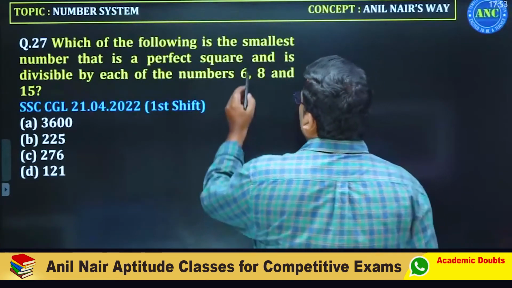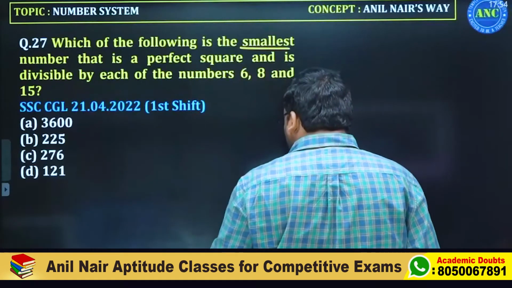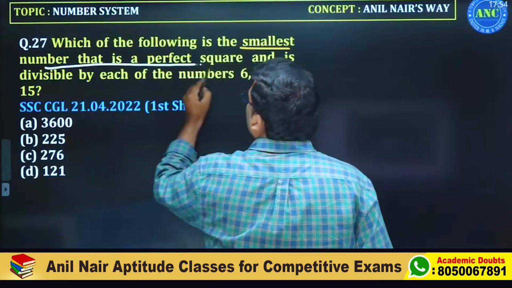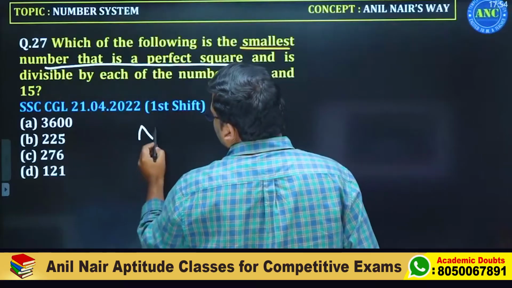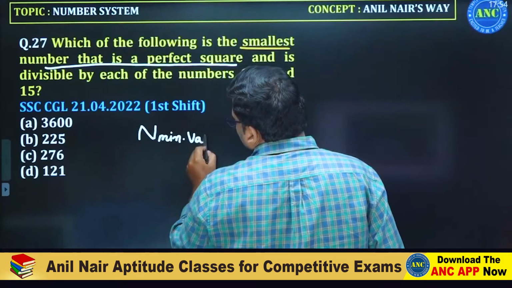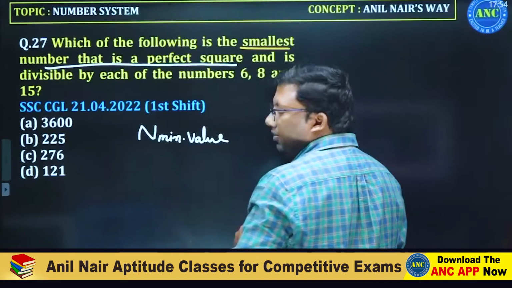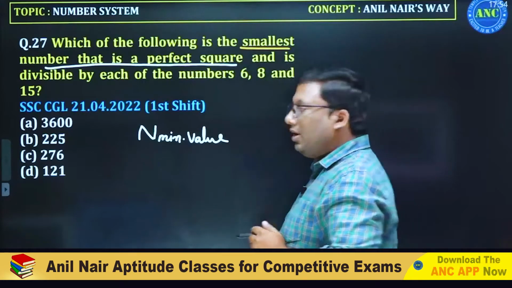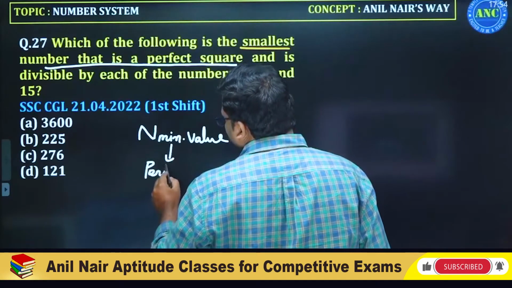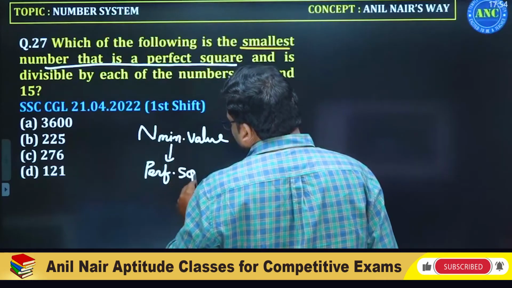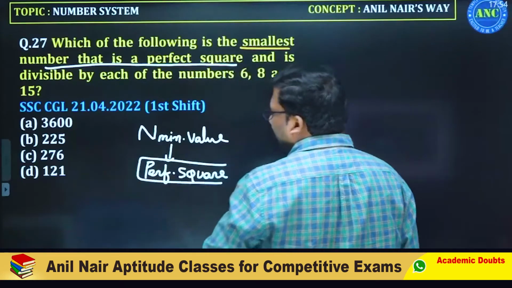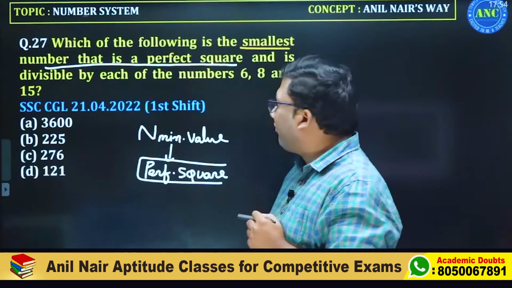Which of the following is the smallest number that is a perfect square? The answer should be the smallest number, which means N should take a minimum value, and it is a perfect square.